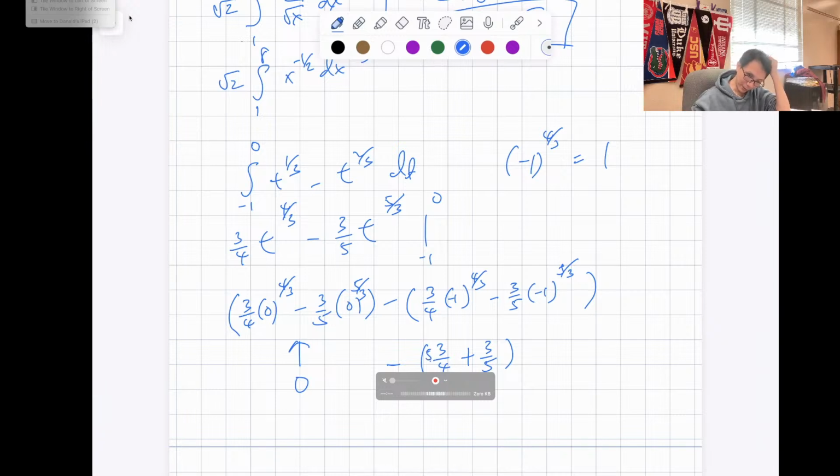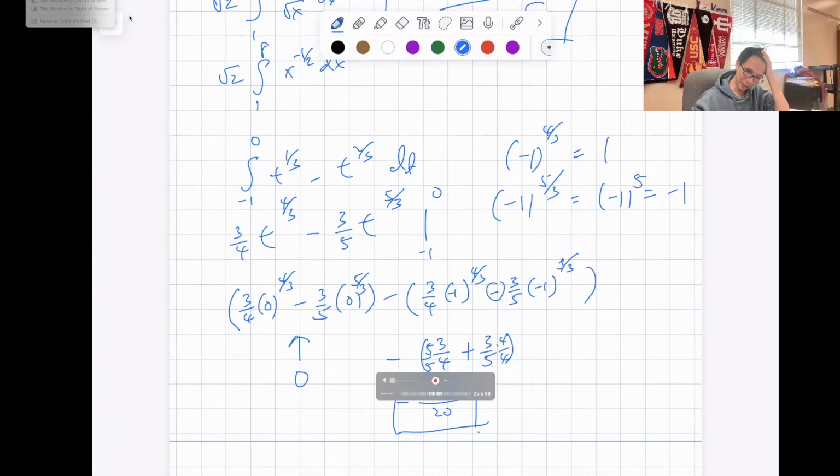So that is 5 over 5 and 4 over 4. So it'll be 20 over 15 plus 12 is 27 over 20. Negative, is that right? If you have negative 1 to the 5/3, it's going to be negative 1 to the 5th power, which is negative 1. So that's why you still get negative 1. So two negatives become positive.